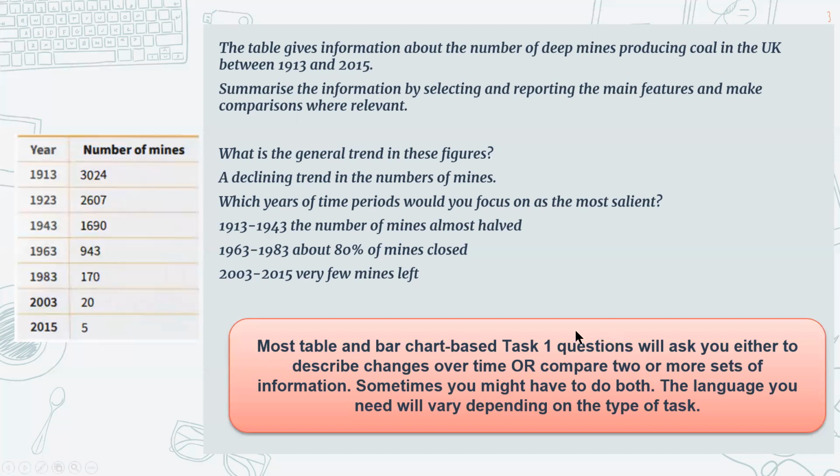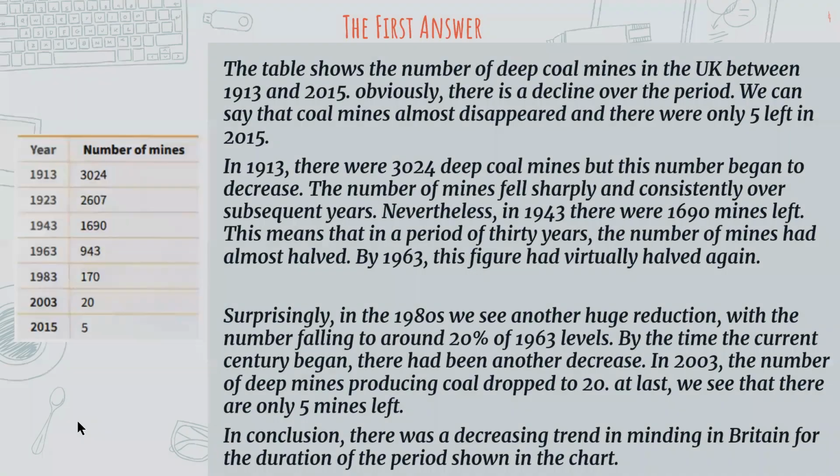Okay. Here we have a note. Most table and bar chart based task 1 questions will ask you either to describe changes over time or compare 2 or more sets of information. You can get 2 graphs, maybe a table and a bar chart, maybe 2 graphs and so on. Okay. Sometimes you might have to do both. The language you need will vary depending on the type of task. We are going to talk about that.